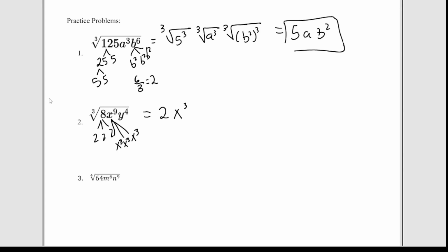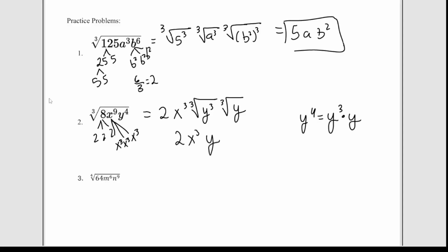For the y to the fourth, if you do 4 divided by 3, that's not going to go in evenly. So we really want to break down that y to the fourth is the same thing as y cubed times y. So we're going to have a cube root of y cubed, and we're going to have a cube root of just y. The cube root of y cubed is going to just become y, and then the cube root of y will stay underneath.